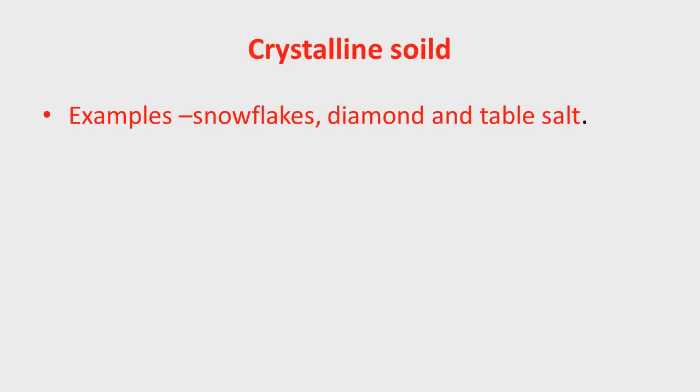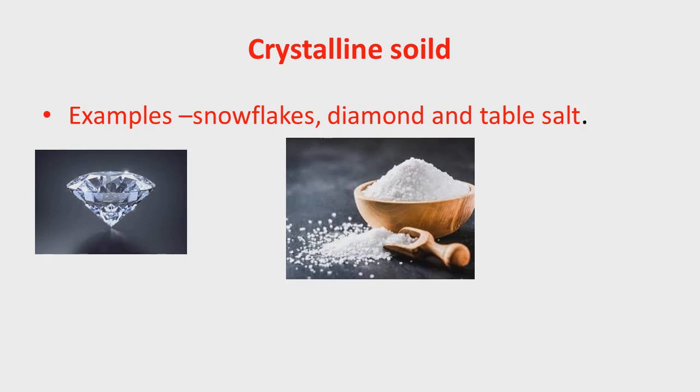Now we will see in detail some examples of crystalline solid. Snowflakes, diamond and table salt are the examples of crystalline solid. Constituent particles which are present in diamond and table salt are arranged in a regular pattern or in a definite pattern, and therefore we call it a crystalline solid, or they are crystalline in nature.